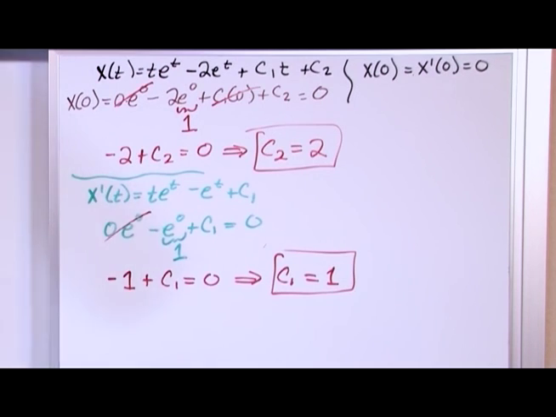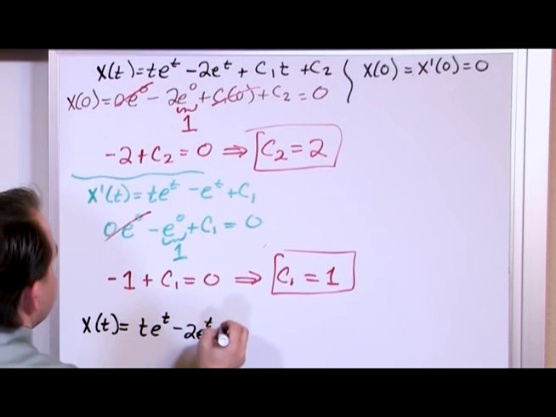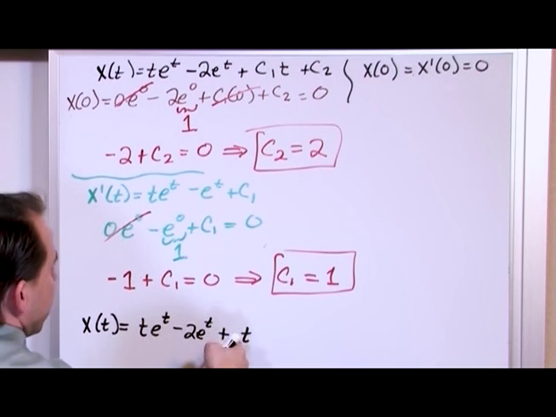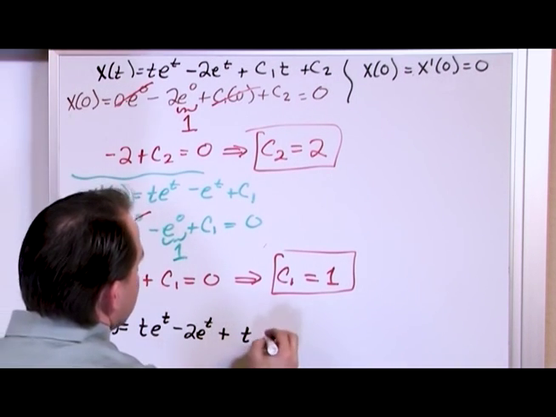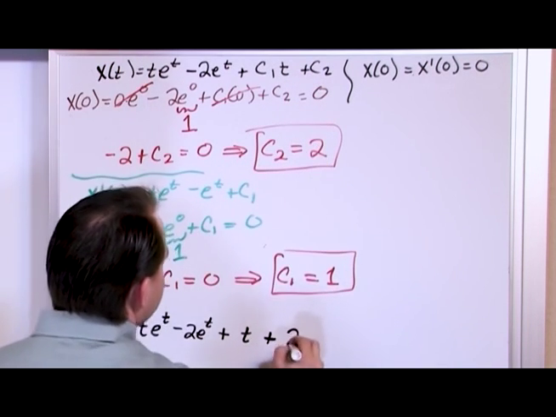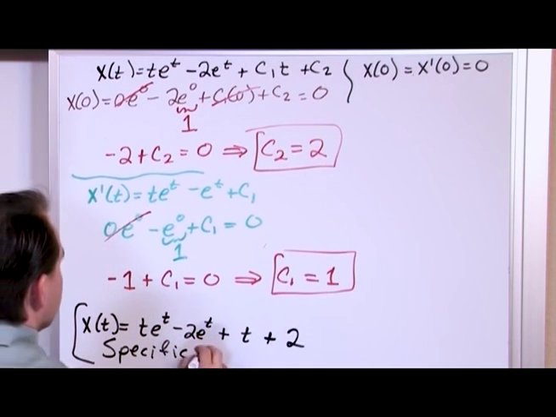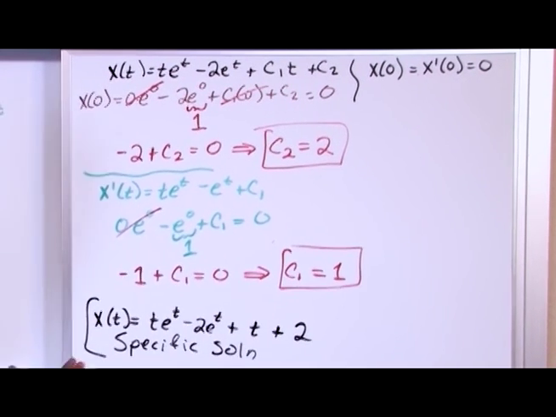We have constant 1 and constant 2. This is the general solution we just copied over from the other board. So x of t is equal to t e to the t minus 2e to the t plus constant 1, which is 1. I'm going to leave that 1 silent times t plus c2, which is given by 2. So this guy is the specific solution: t e to the t minus 2e to the t plus t plus 2. That's a specific solution.